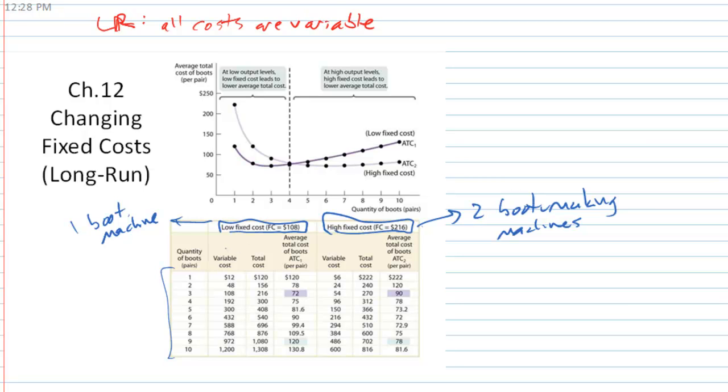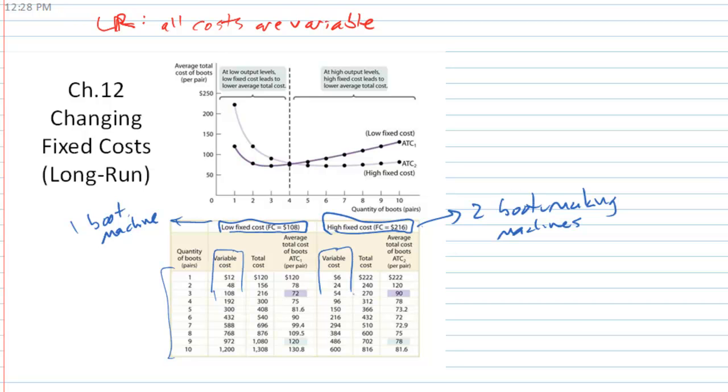So here's what's going on here. This part's probably the most complicated part. Notice that our variable cost changes depending on what our fixed cost is, depending on whether we have 1 machine or 2 machines. Think about it this way. With 1 machine, workers can produce a certain amount.